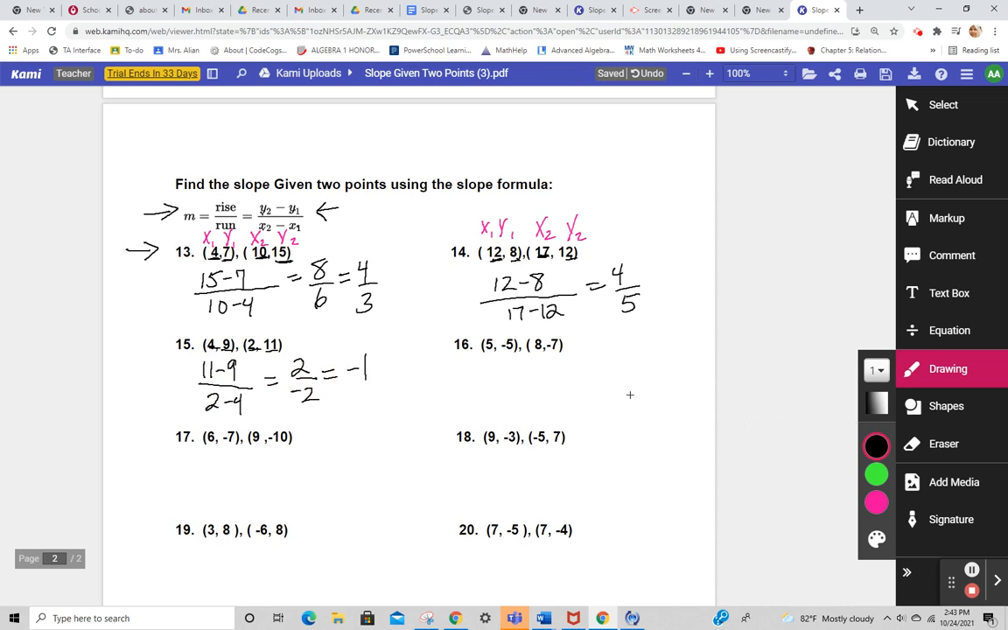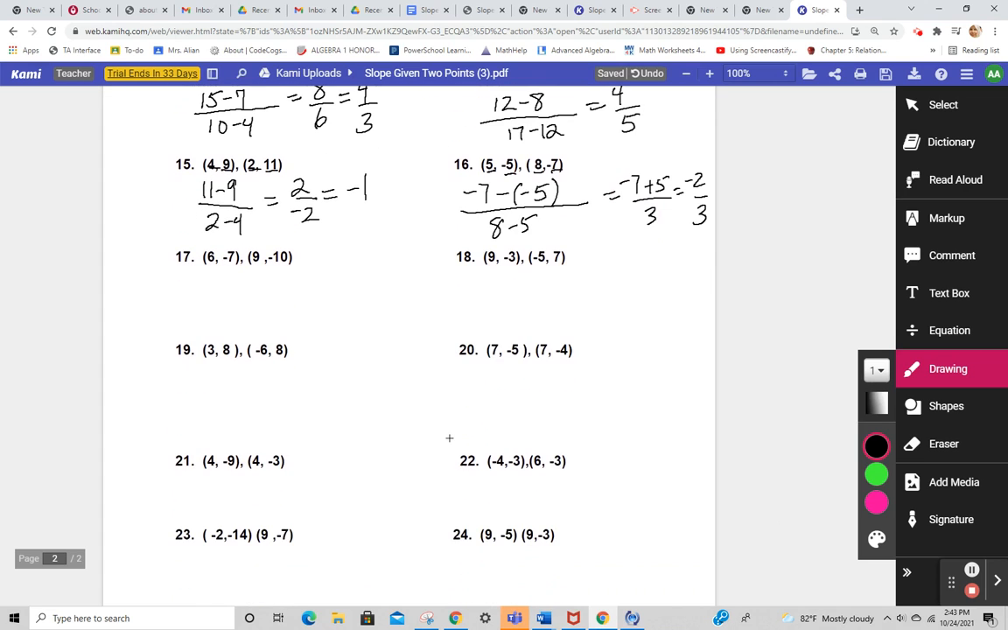Number 16, y sub 2 minus y sub 1, that's negative 7 minus, be careful, since you're subtracting a negative number, put it in parentheses so you don't make a sign error. X sub 2 minus x sub 1, that's 8 minus 5. So that's the same thing as negative 7 plus 5 all over 3, which simplifies to negative 2 over 3. All right, why don't you try number 17 and 18 and come back and check your work.